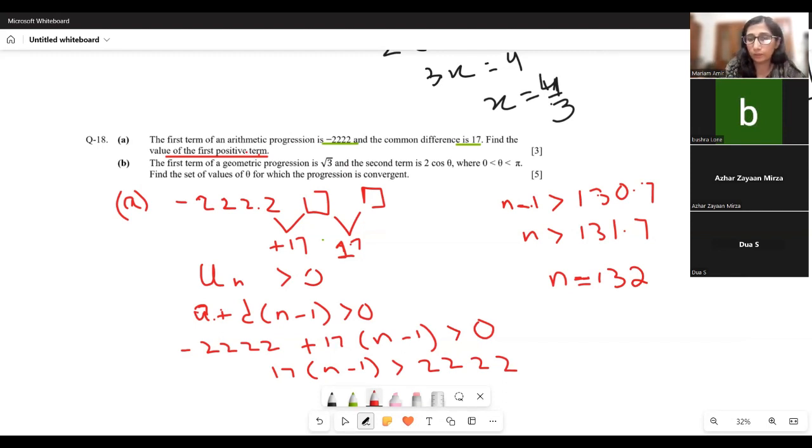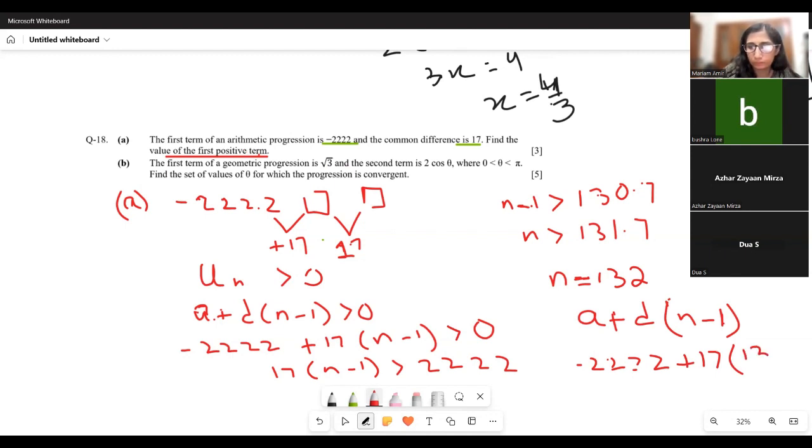So now let's find the 132nd term, a plus d times n minus 1. So a is minus 2222, plus d is plus 17, and n minus 1 is 131. Five. Yes, 5 is going to be the first positive term of the sequence.